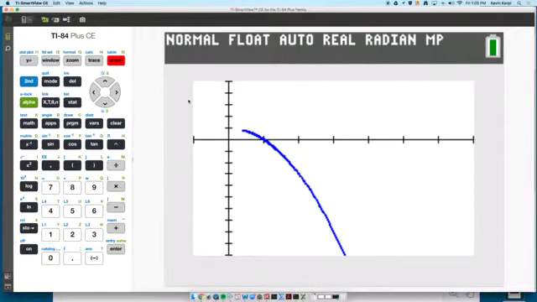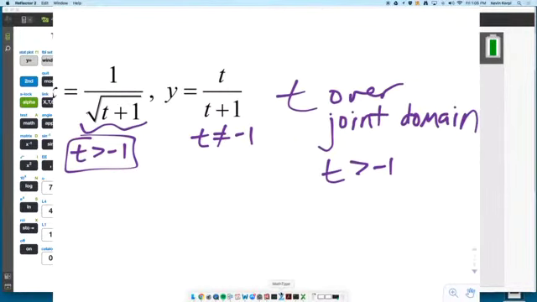Here's what I know. I know that the only t-value that doesn't work is negative 1. Let's see what happens. What would be the first t-value to the right of negative 1? Yeah, it'd be negative 0.99.